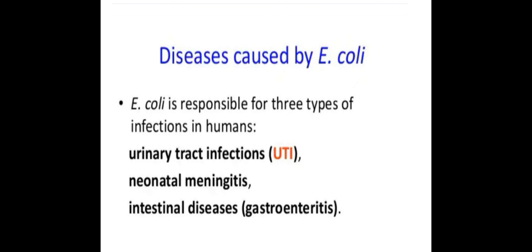Diseases caused by E. coli. E. coli is responsible for 3 types of infections in humans: urinary tract infections or UTI, neonatal meningitis, and intestinal diseases like gastroenteritis.